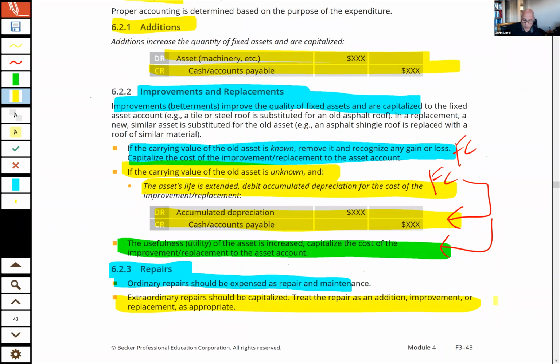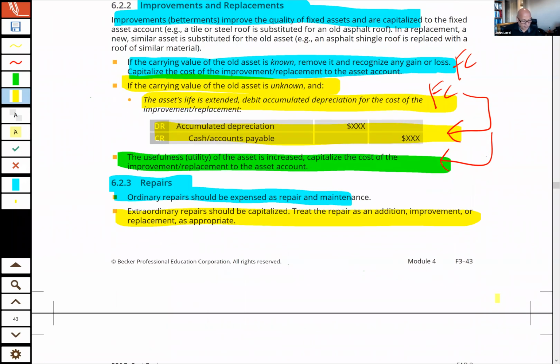Or oil is probably not the best example. Let's say you have to change the tires. Sometimes students will ask me, if I change the tires on a car, should I capitalize that? This is Accounting 100 students. No, that's an expense. That's ordinary wear and tear. Just expense that, right? But if you replace the engine in a vehicle, then that's the kind of thing that should be capitalized, because it would be seen as an extraordinary repair.